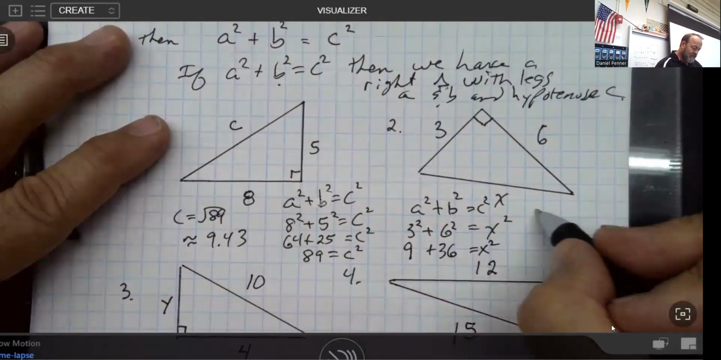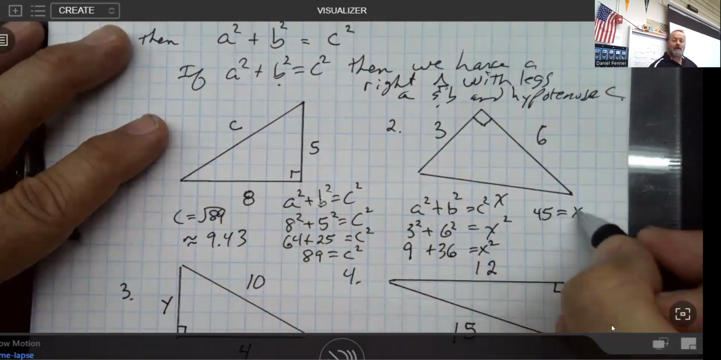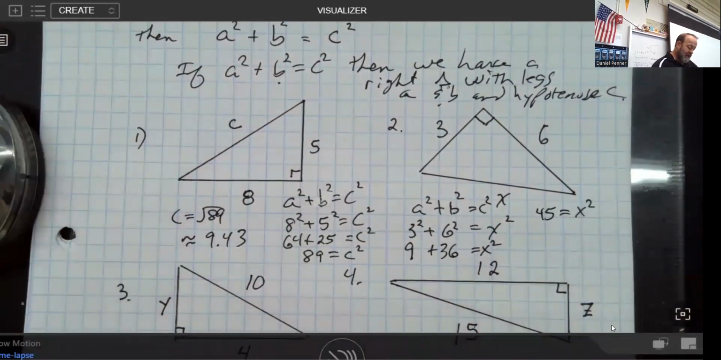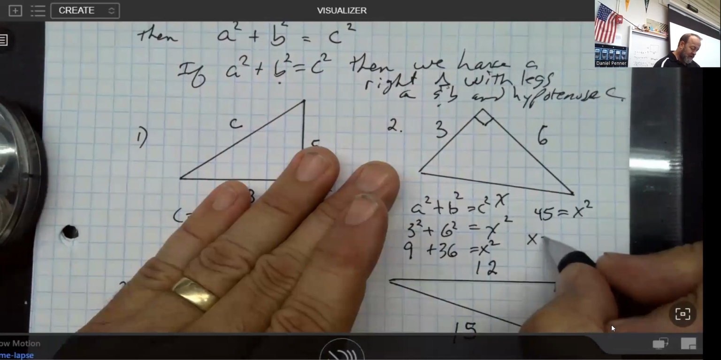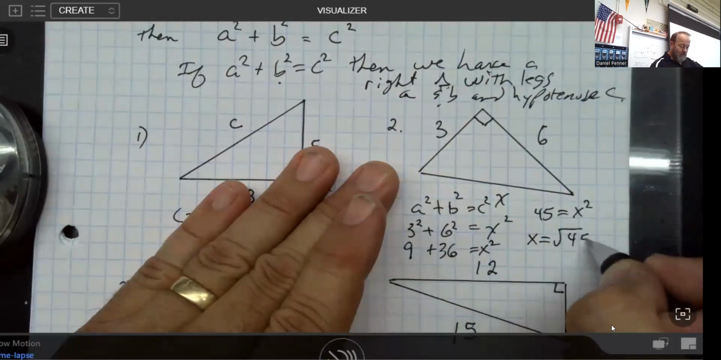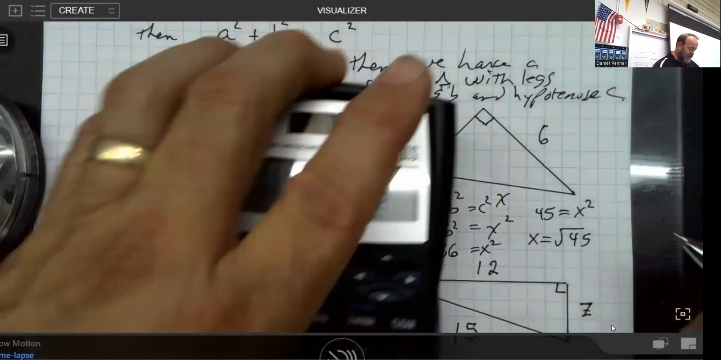9 and 36 makes 45. And now that means we could either say that X is the square root of 45, or we could take the square root of 45 here.